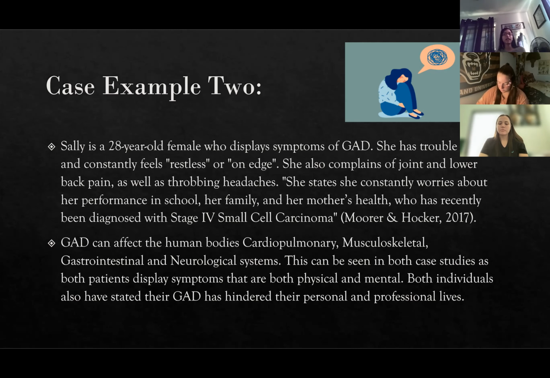So the thing about GAD, generalized anxiety disorder, is that it can have an effect on the human body's cardiopulmonary, musculoskeletal, gastrointestinal, and neurological systems. So it doesn't just affect the neurological system or the brain. It can affect many other places as well.